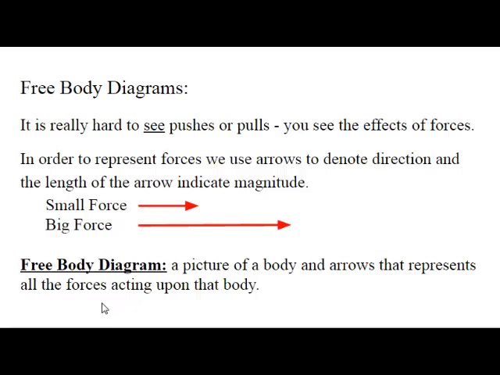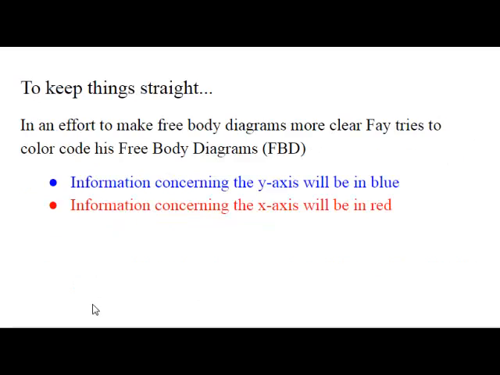A free body diagram is a picture of a body and arrows that represent all the forces acting upon that body. Now these can get pretty complex pretty quick. So, in order to keep things straight, I make an effort to color code my free body diagrams. Any information in the y-axis will be in blue, by the way that's up and downness, and any information in the x-axis will be in red, by the way that's left and rightness.